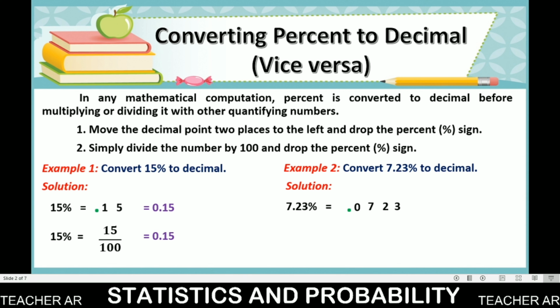So meaning to say, 7.23% is equivalent to 0.0723. And the second method, divide it by 100. So 7.23 divided by 100, the result is 0.0723. So meaning to say 7.23% is equivalent to 0.0723. And this time, let's proceed to the reverse method.